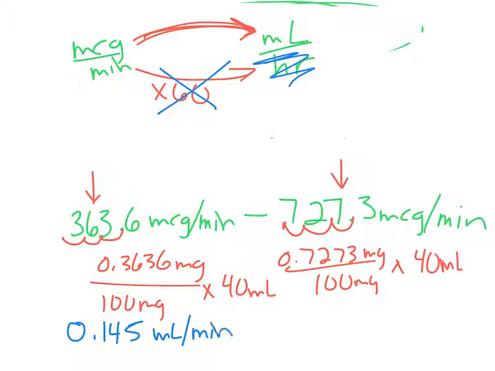Oh, because it's per minute. Sorry, because it is per minute. I'm leaving it in per minute for the purpose of answering the drops per minute question. Same thing on the next one, 0.7273 divided by 100, and then times 40 means that on the high end, this patient will need 0.29 milliliters every minute.